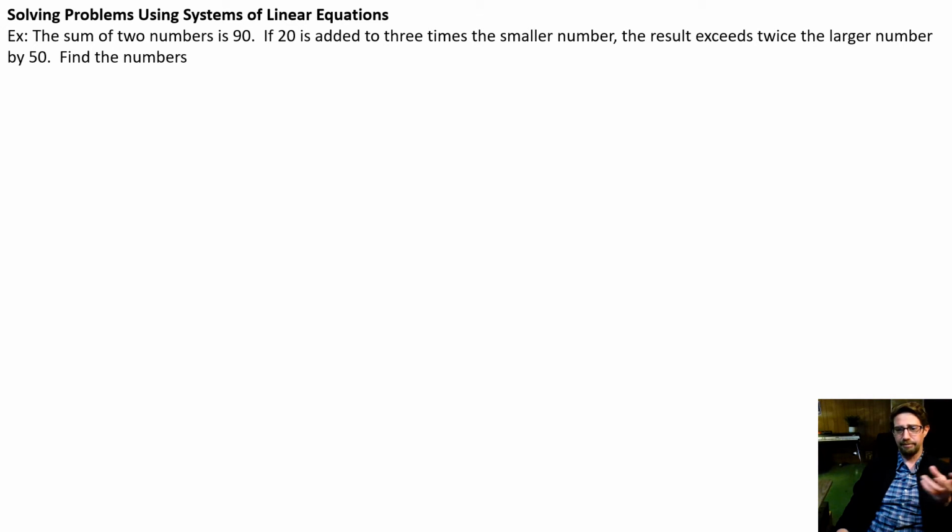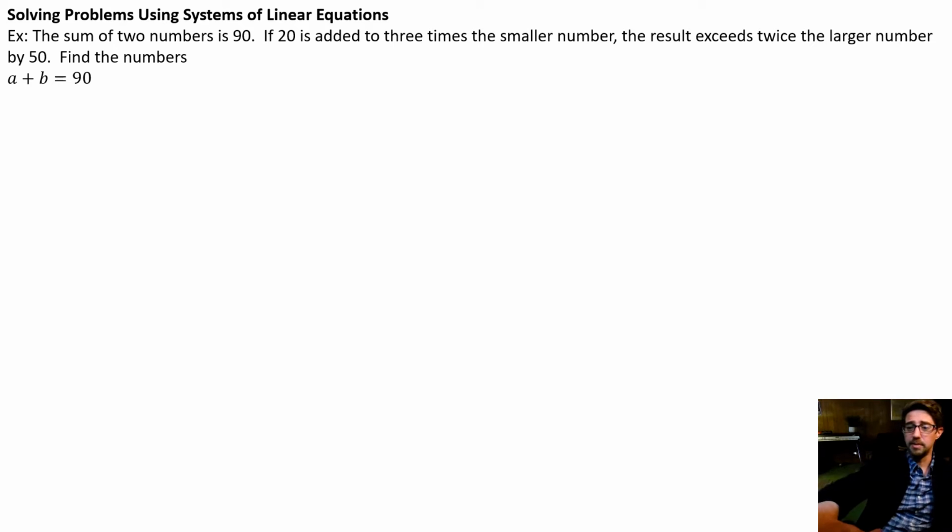Okay, so we have, we'll call them x and y, whatever you want. x plus y is 90. And then, if 20 is added to 3 times the smaller number, at this point it doesn't matter which number is smaller, because we don't know. So let's say it's x. So if 20 is added to 3 times the smaller number, it means 3x plus 20. And the result exceeds, which means more than, twice the larger number by 50, which means it's 50 more than twice the larger number, which means it's 2y plus 50. So what did I just say? 3x plus 20 equals 2y plus 50.